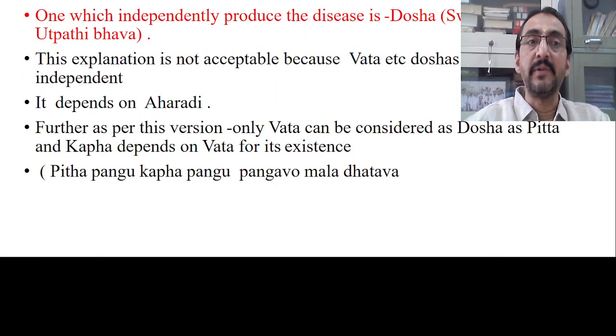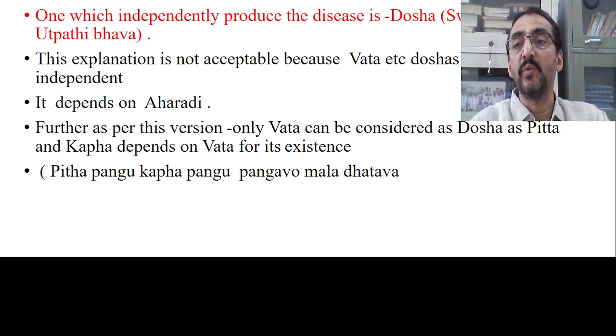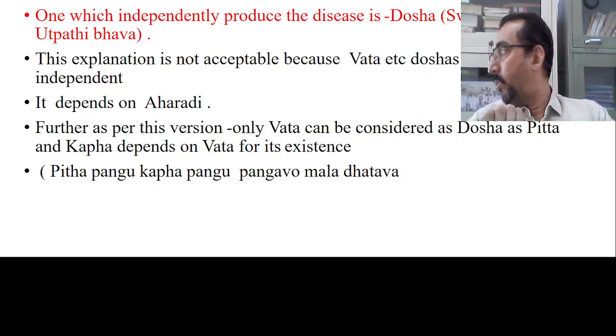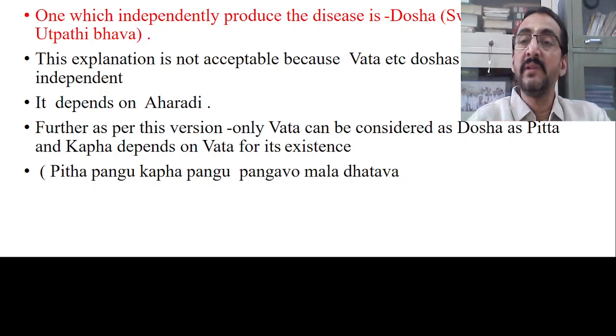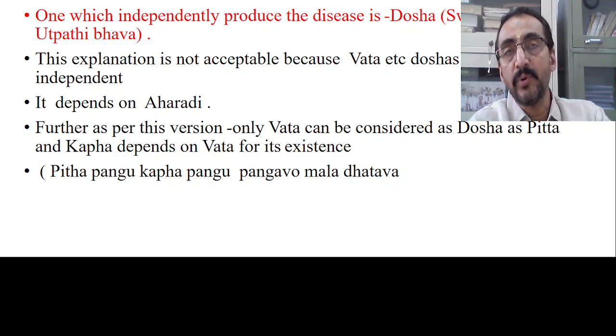Another important aspect to say what is dosha. One which independently produces the disease is called as dosha. Swatantra Vikara Utpatti Bhavaha. Swatantra Vikara Utpatti Bhava iti dosha. That means it has to produce the disorders independently. It has got its own potency, so that its vitiation is going to cause the disease.